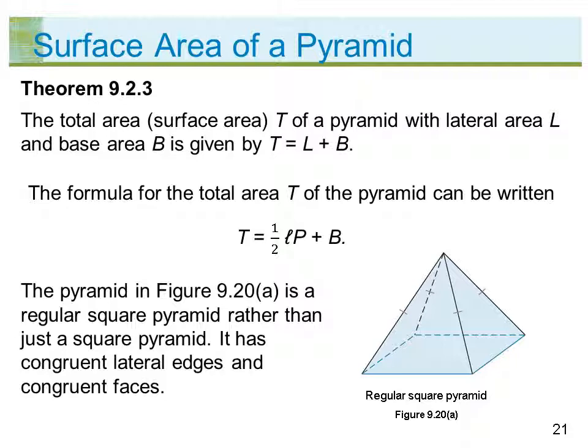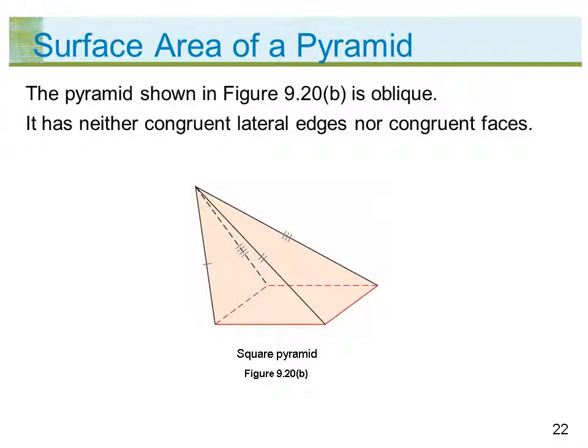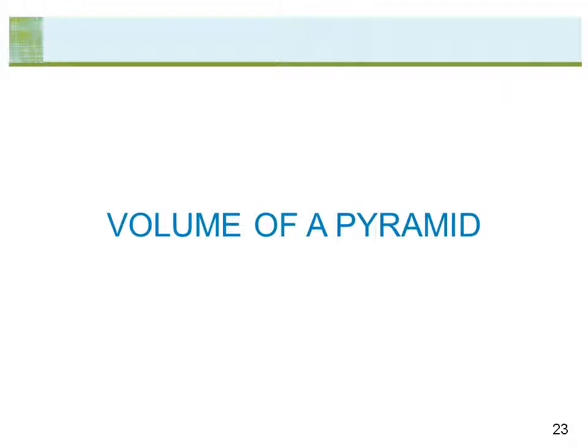The pyramid in Figure 9.20a is a regular square pyramid rather than just a square pyramid. It has congruent lateral edges and congruent faces. The pyramid shown in Figure 9.20b is oblique. It has neither congruent lateral edges nor congruent faces.